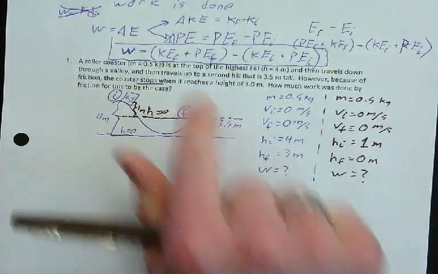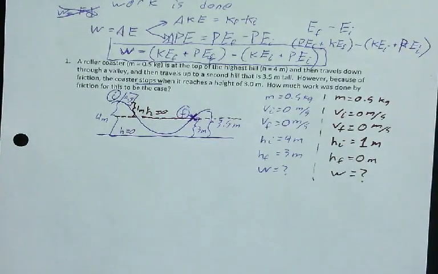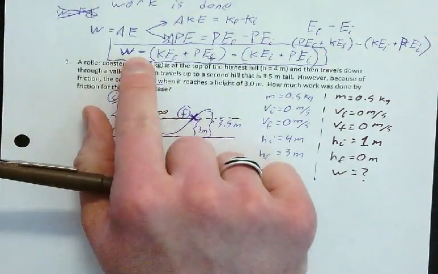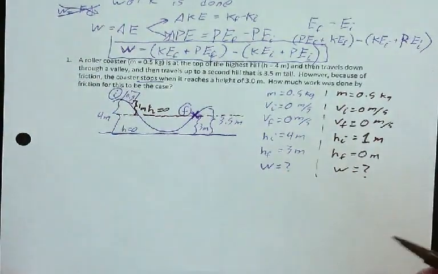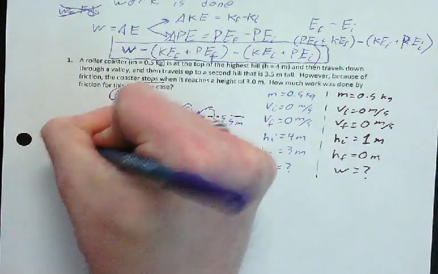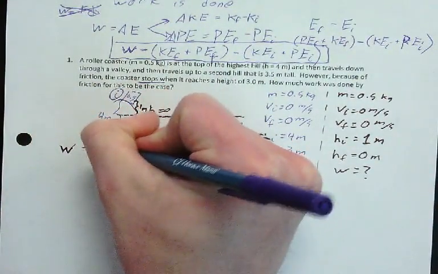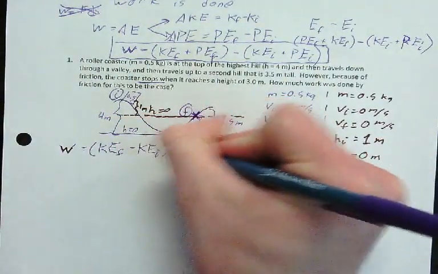So the equation I'm going to use is this one here. W equals KEF plus PEF minus KEI plus PEI. So again, this is work equals change in energy, E final minus E initial. In order to set up this equation, back to purple here, I need to know what all these values are to plug in.